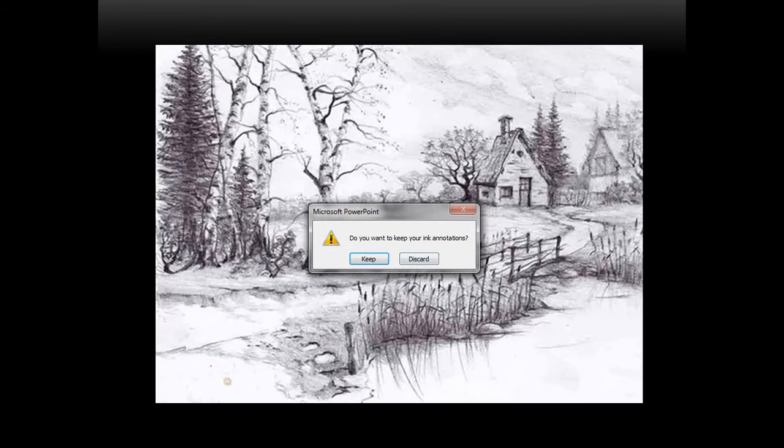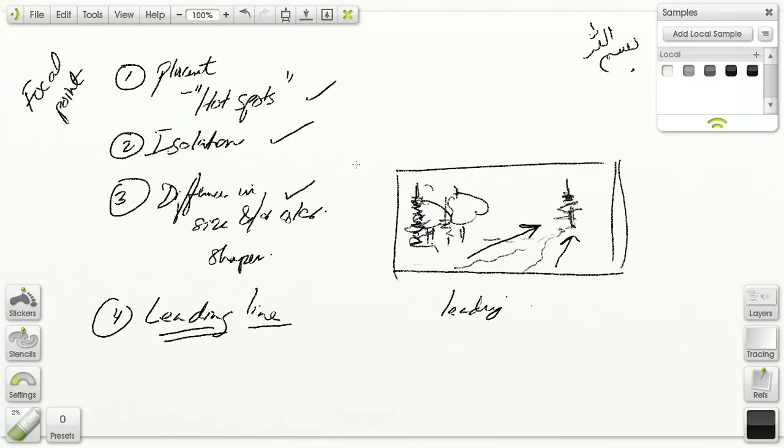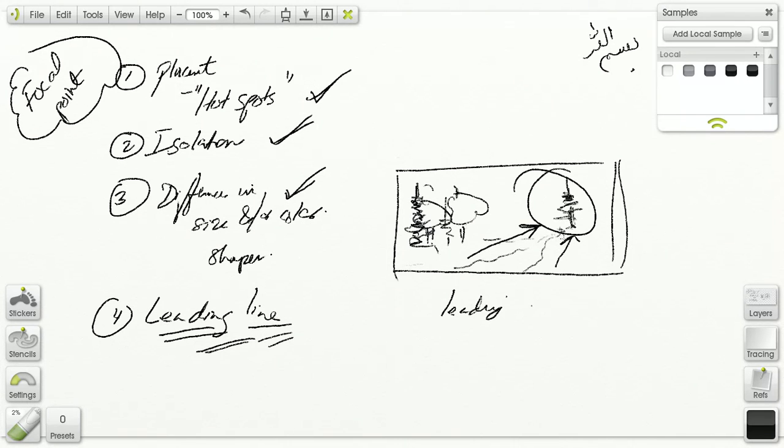So I just want to summarize what we talked about here. We talked about how you suggest focal points. We talked about composition today. In composition, we talked about the concept of foreground, middle ground, and background, and we talked about how you suggest to the viewer the leading focal points, and you do that by placement of focus at the hotspot, isolating it sometimes, and suggesting the importance by differences in size and in color and shapes, and also by the use of leading lines towards the focal point.